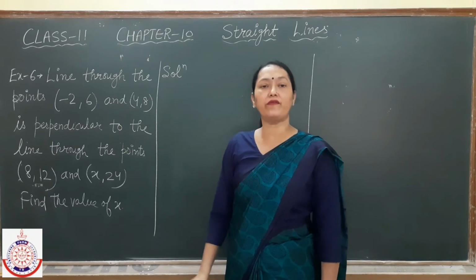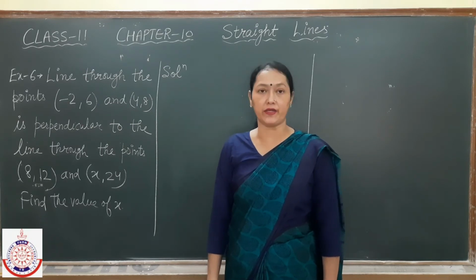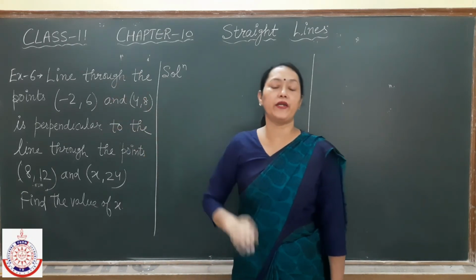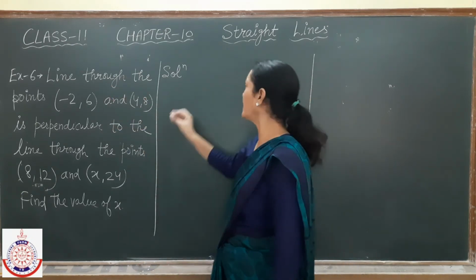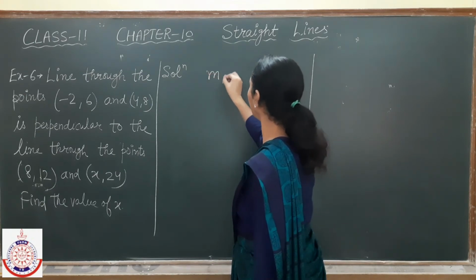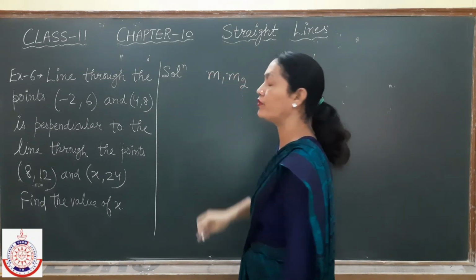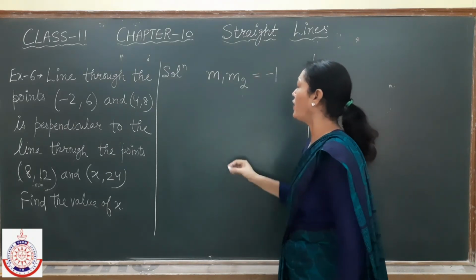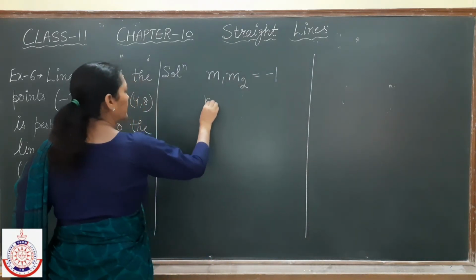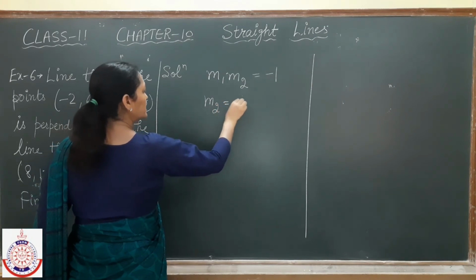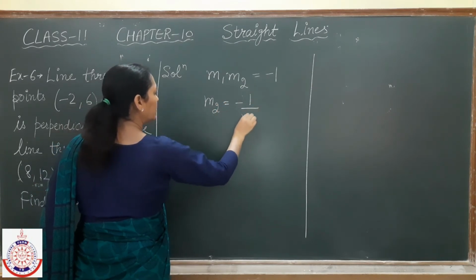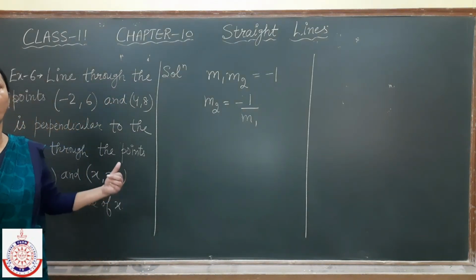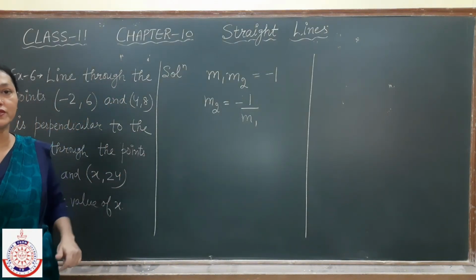This can come like this also, that the two lines, points are given, are perpendicular to each other and we have to find the value of an unknown variable. So the condition for perpendicular lines was that if we find the product of both the slopes, it should come equal to minus 1. Or we can write that one of the slopes is equal to the negative reciprocal of the other one. So all we have to do is find the slopes.